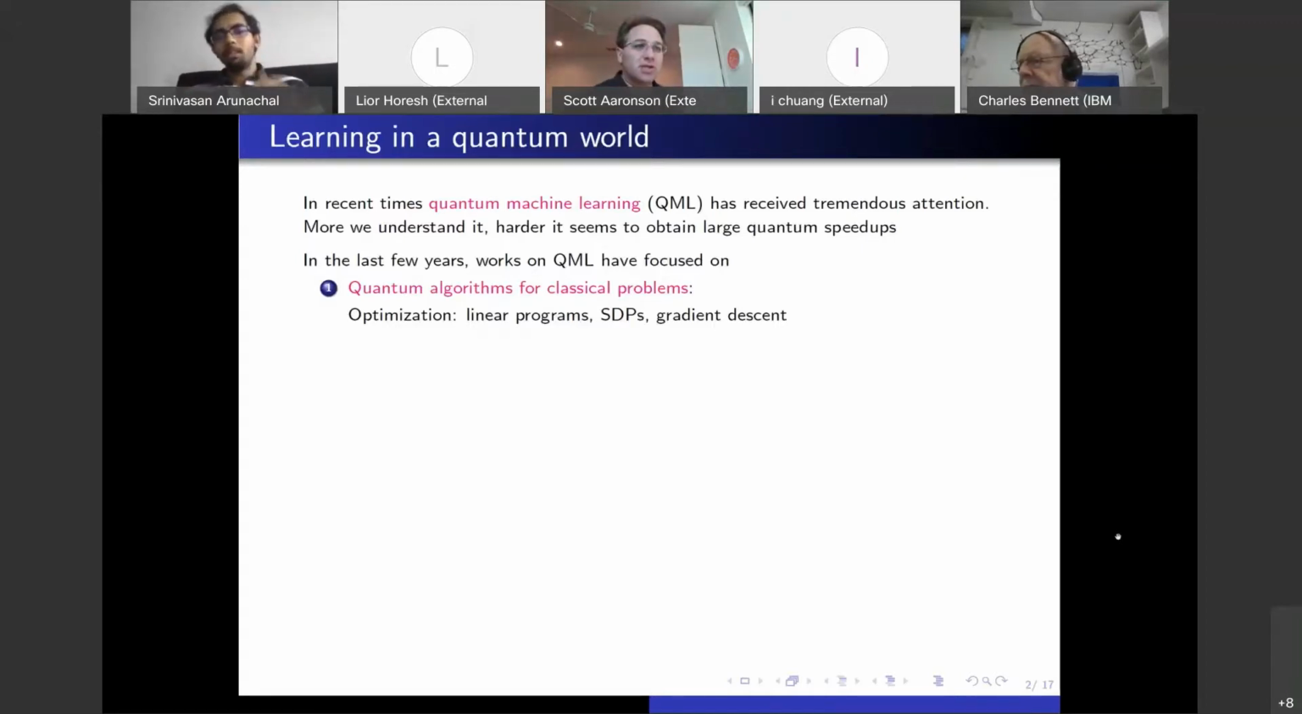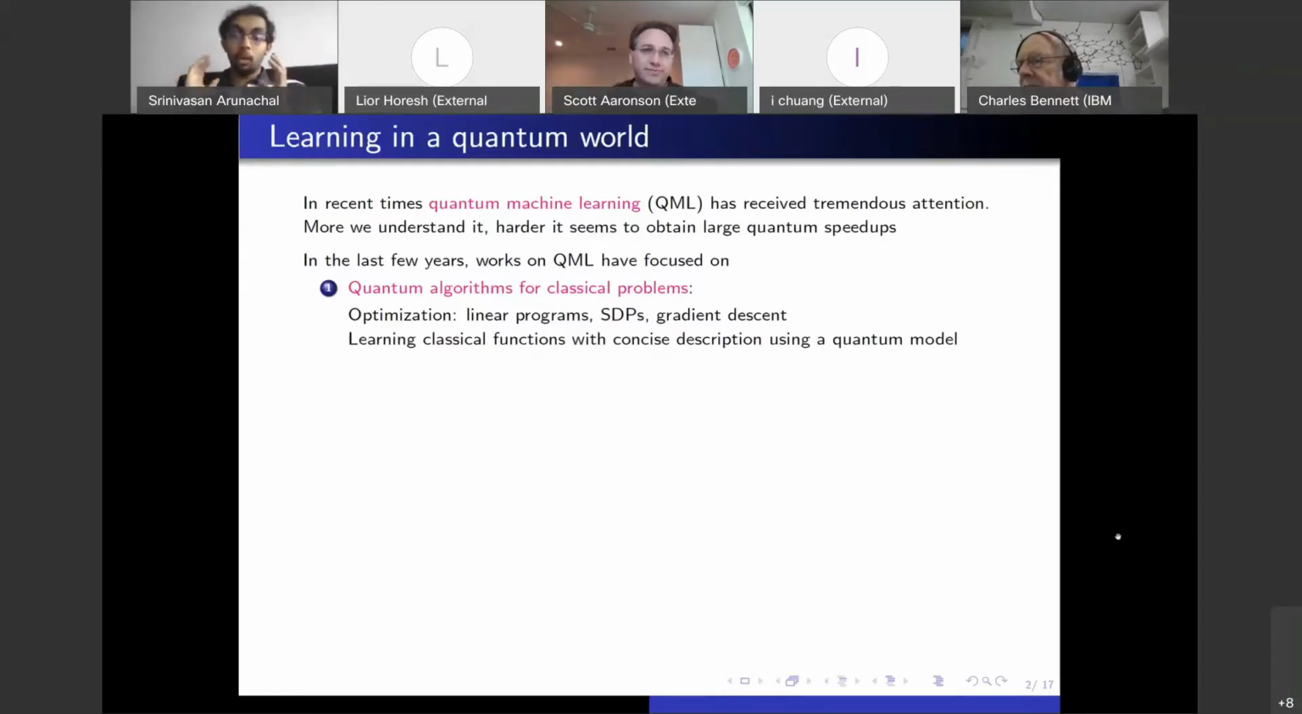Then you can look at something more theoretical, like computational learning theory. Let's say we have the right quantum model of computational learning theory, call it quantum learning theory. You can ask, can we get quantum speedups in quantum learning theory? And indeed, in both these directions, we do have polynomial, even exponential speedups.